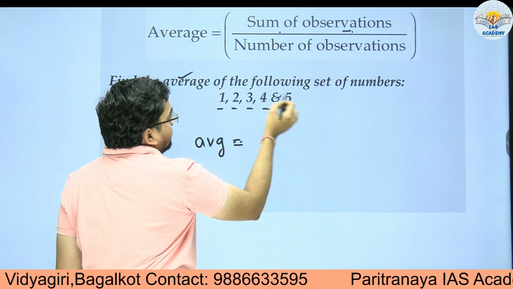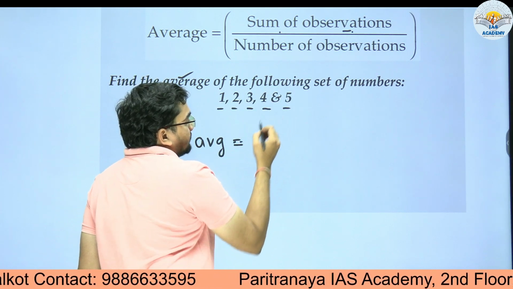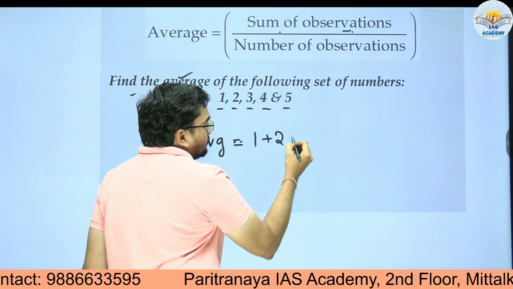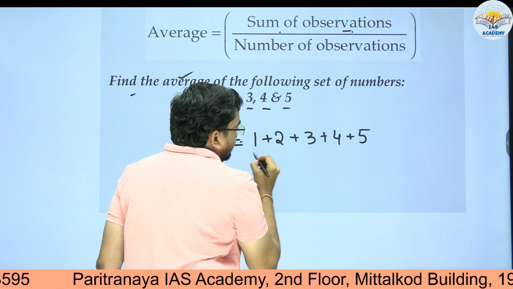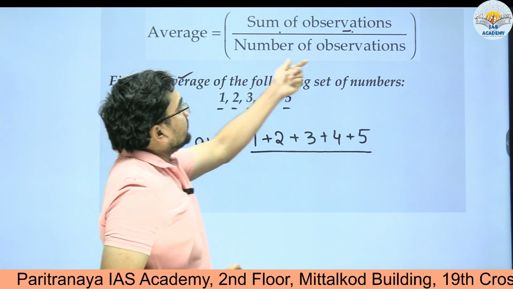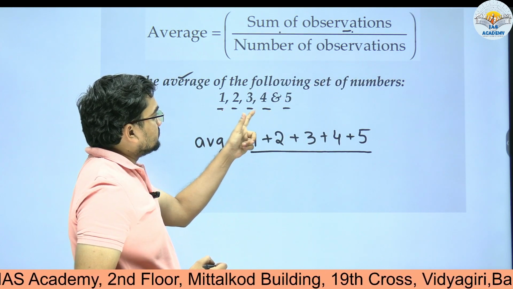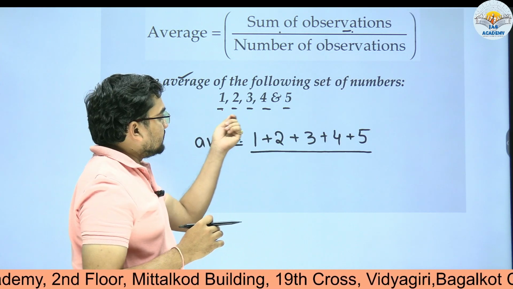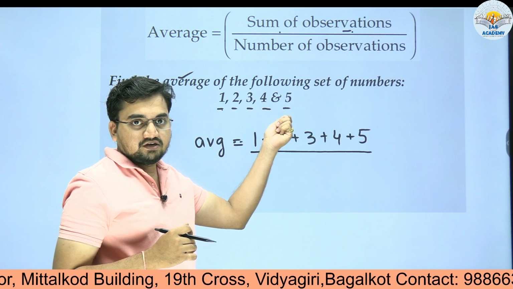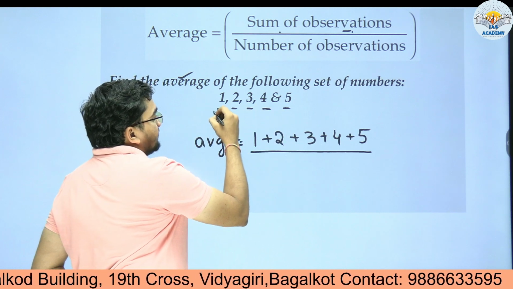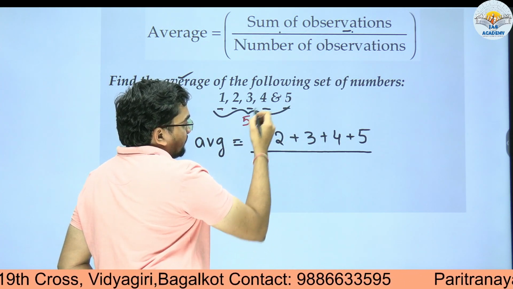the sum of observations. These are the observations, these are the numbers, and we have to add them: 1 plus 2 plus 3 plus 4 plus 5, divided by the number of observations. How many numbers are there? We have 1, 2, 3, 4, 5. I'm repeating the numbers, but I just want to find how many numbers there are. So 5 numbers are there.